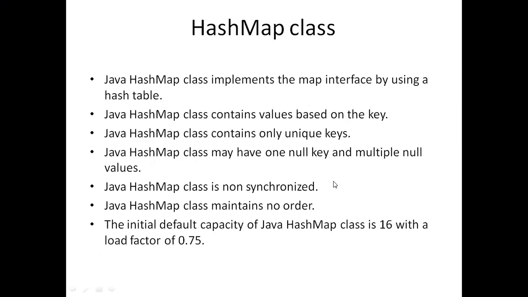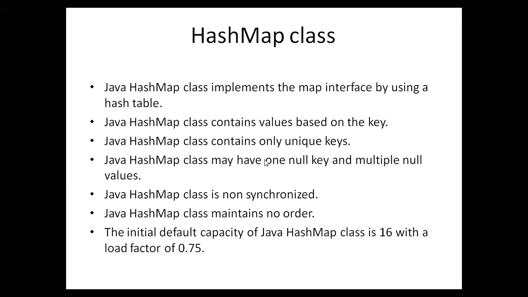Okay, what is the HashMap class? It implements the Map interface by using a hash table. We have already discussed hash tables many times. Hash table means, don't forget, key mod table size. If my key is 7 and table size is 10, 7 mod 10 is 7, so it will be stored in the 7th position.